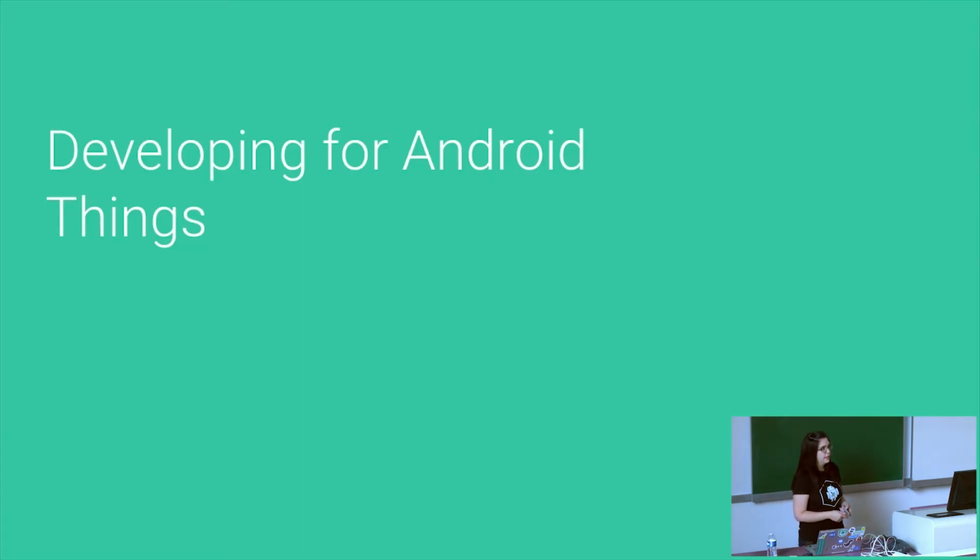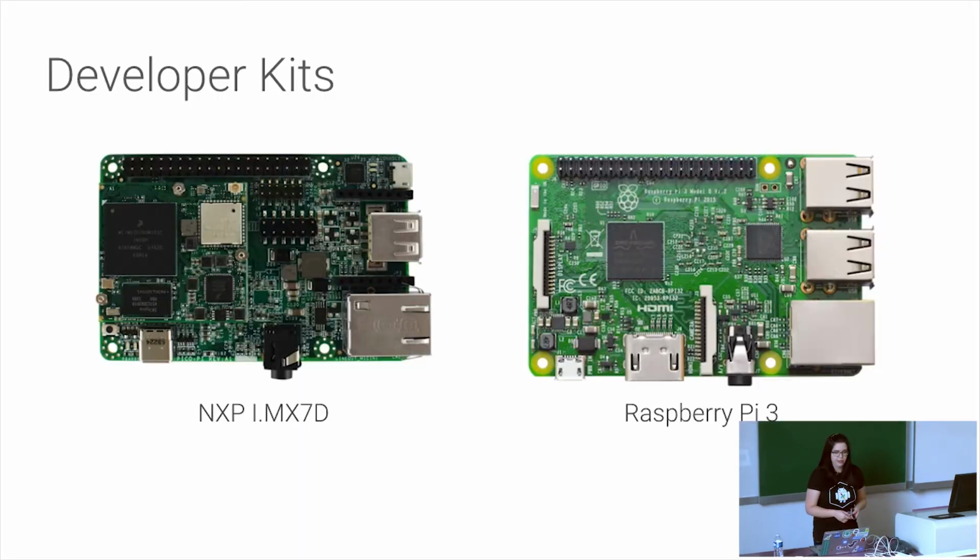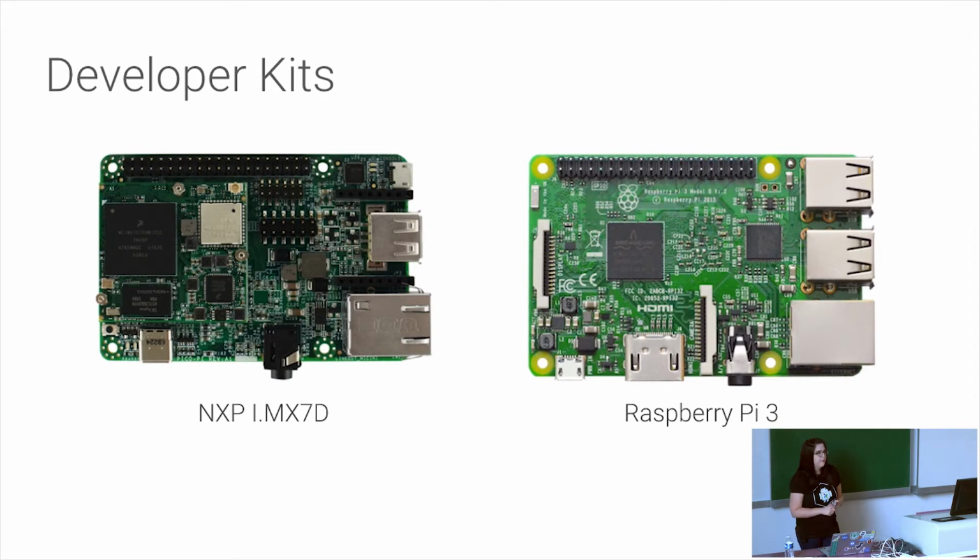Okay, so let's have a look at how we can develop for Android Things. Typically, if you want to start developing with it, you would have to acquire a developer kit. There's a couple on the Android Things website that you can have a look at. My personal favorite is the NXP device. This is the IMX7D that I've got here. But you can also get a Raspberry Pi 3 if that's a little bit easier for you to access.